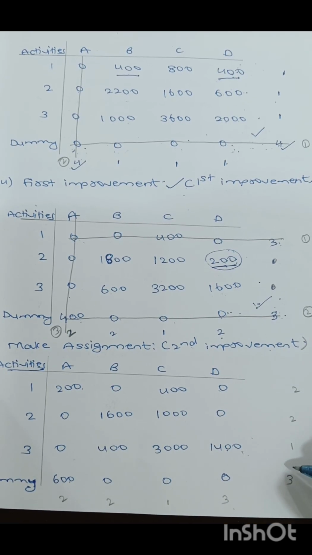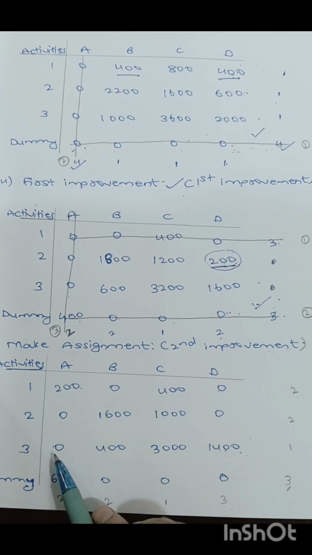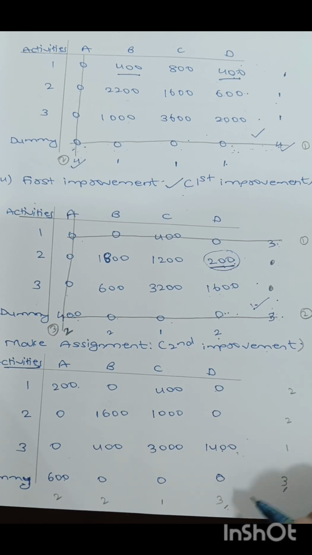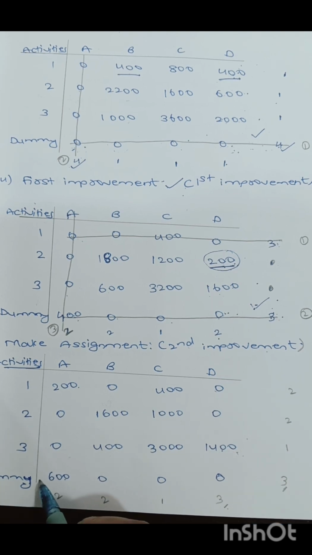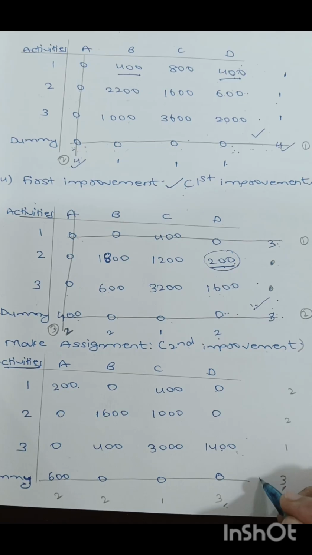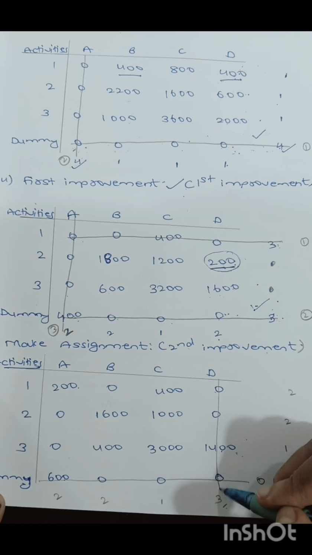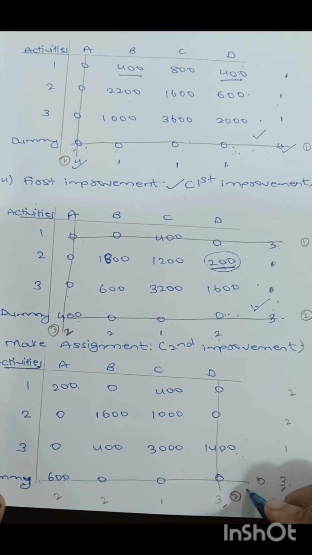So the maximum number of zeros row-wise are in row dummy, and the maximum number of zeros column-wise are in column D. So my first line will be, this is my line number 1 covering 3 zeros. Now my second line will be, this is my line number 2 covering 2 zeros.